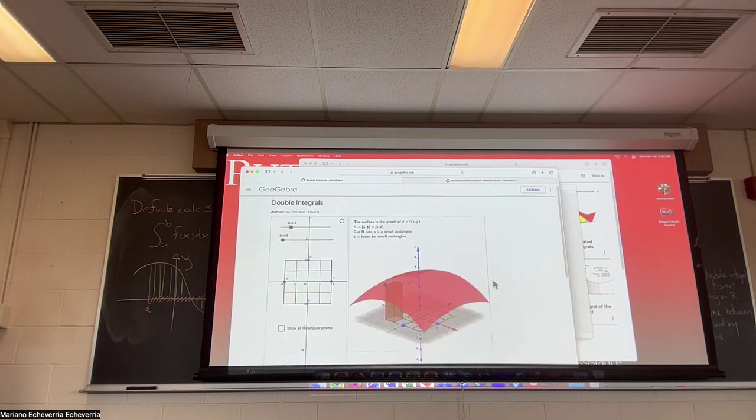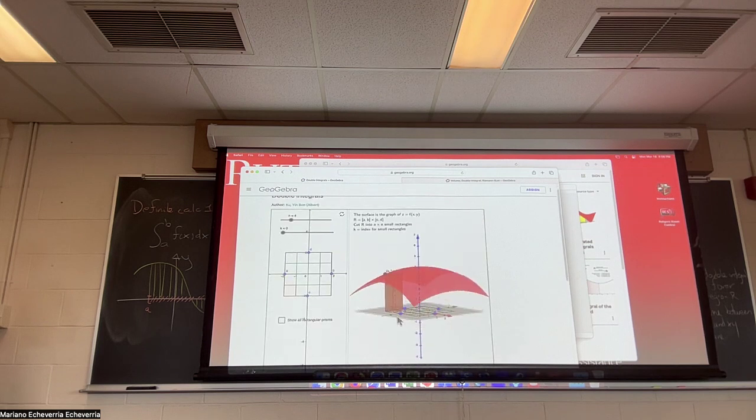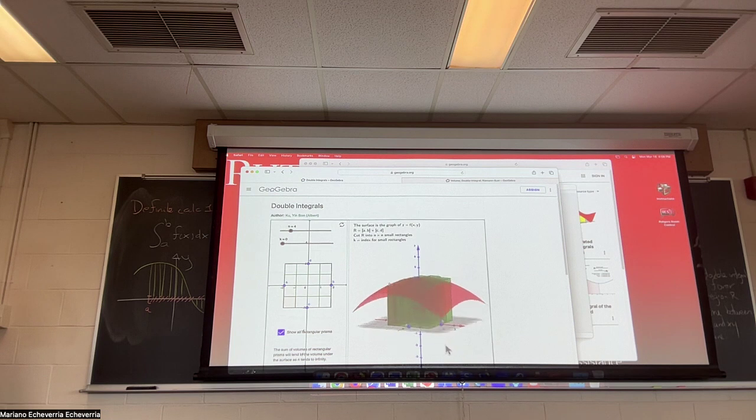Again, you're looking at the volume above this square, and you want to approximate it with these prisms. As you take smaller and smaller divisions, the difference between the total volume that you're after and the sum of the volumes of these prisms decreases more and more. So in the limit, this should yield the volume that you're after.